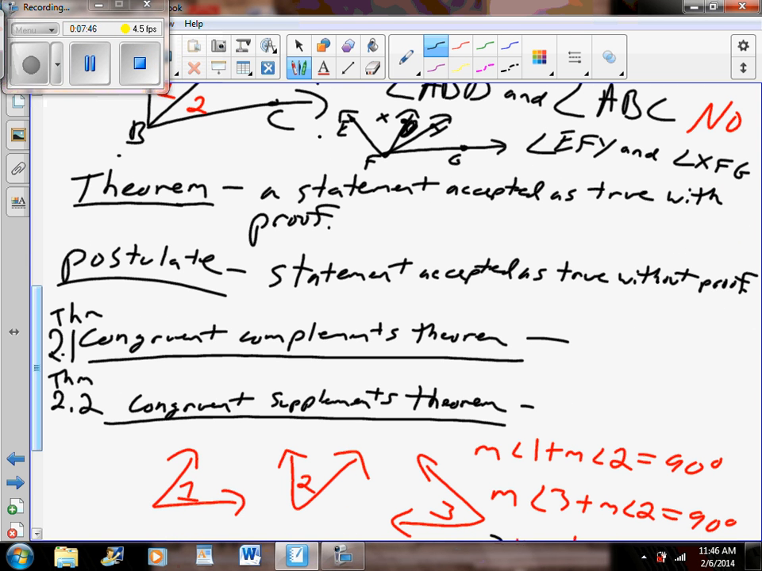These 2 theorems right here, theorem 2.1 and theorem 2.2. You will find those over on page 69. All right? I want you to write those down. Okay? I'm going to pause this.